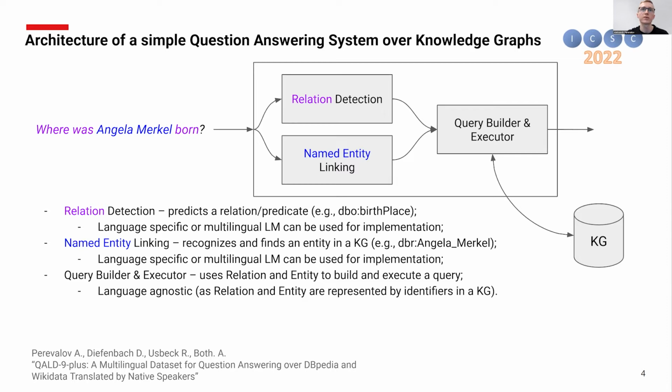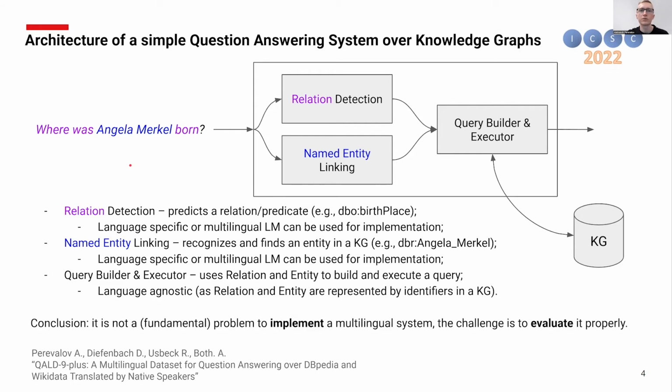So as I mentioned before, for the first two components we require some models or techniques to implement them. The modern natural language processing field proposes several weakly supervised, unsupervised, and semi-supervised methods, which basically help us to reduce our need for labeled data. However, we still need to evaluate our system, and that's why we require some very good quality labeled data to test the system. We came to the conclusion that it's not a fundamental problem to implement a multilingual system. However, the challenge is to evaluate it properly.